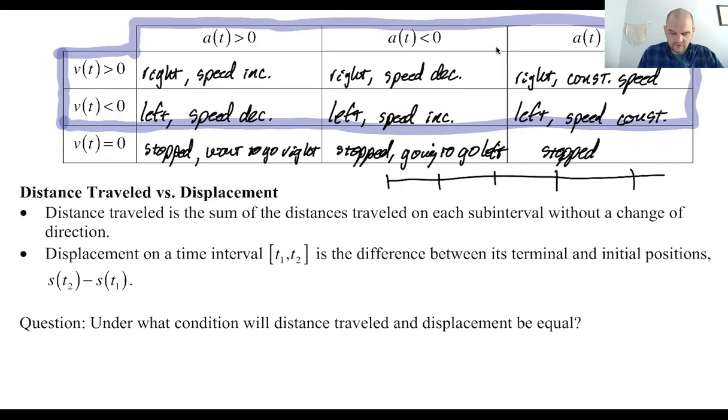So distance traveled is the sum of the distances traveled on each subinterval without a change of direction. So we're going to do it.